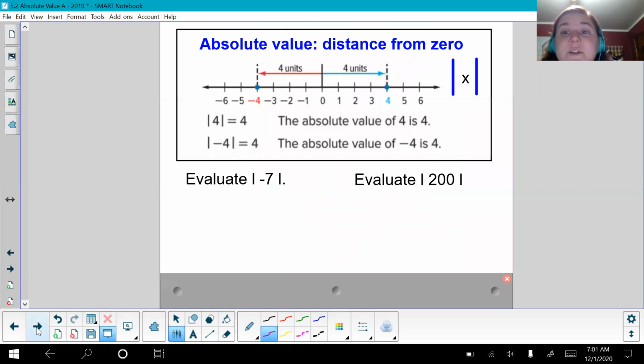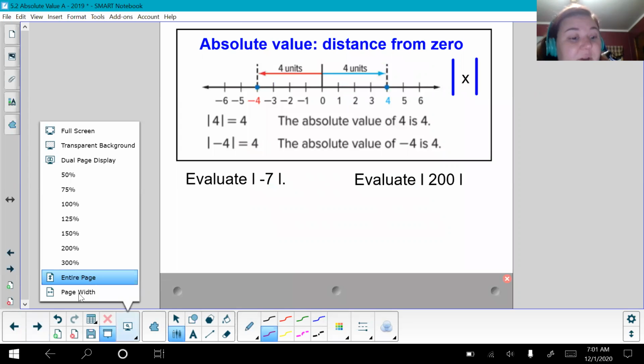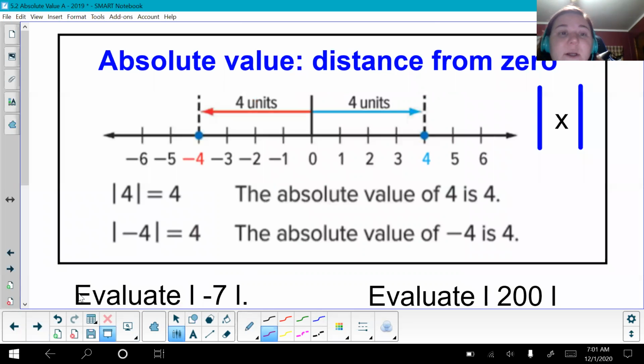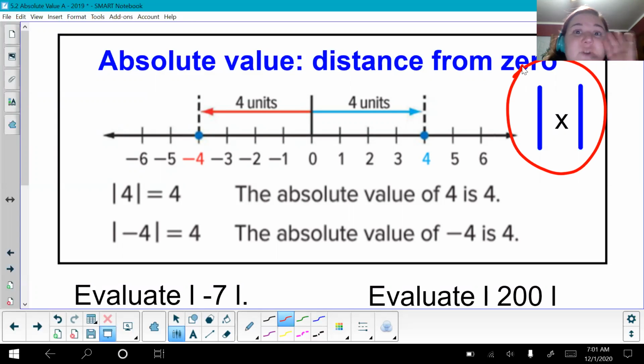This connects to this fancy new word called absolute value. Absolute value is not a hard concept. It's basically the distance from zero. How far is that number from zero? Now, in absolute value, we use these bars. This is called bar notation. Bar notation is something that we will do first. It's like parentheses. It means your eyeballs go straight there and answer it.